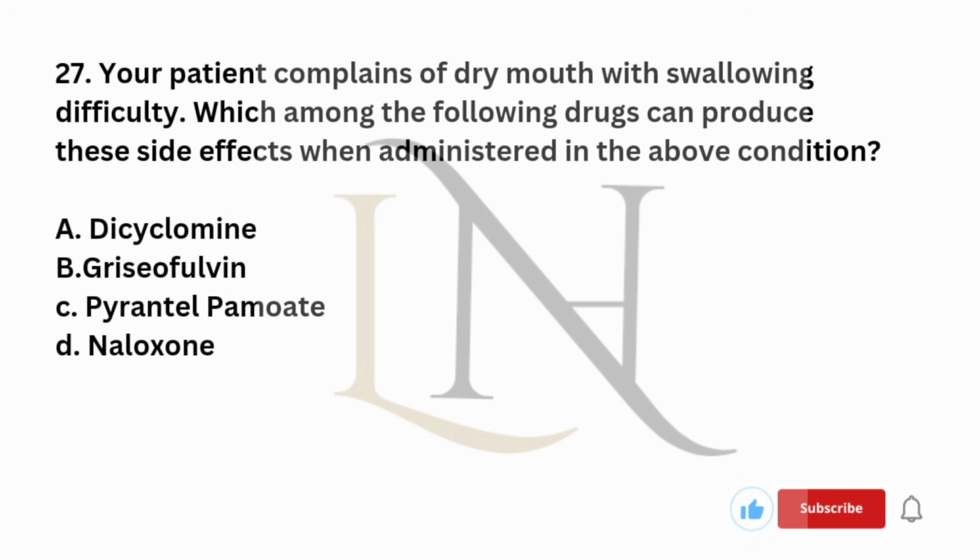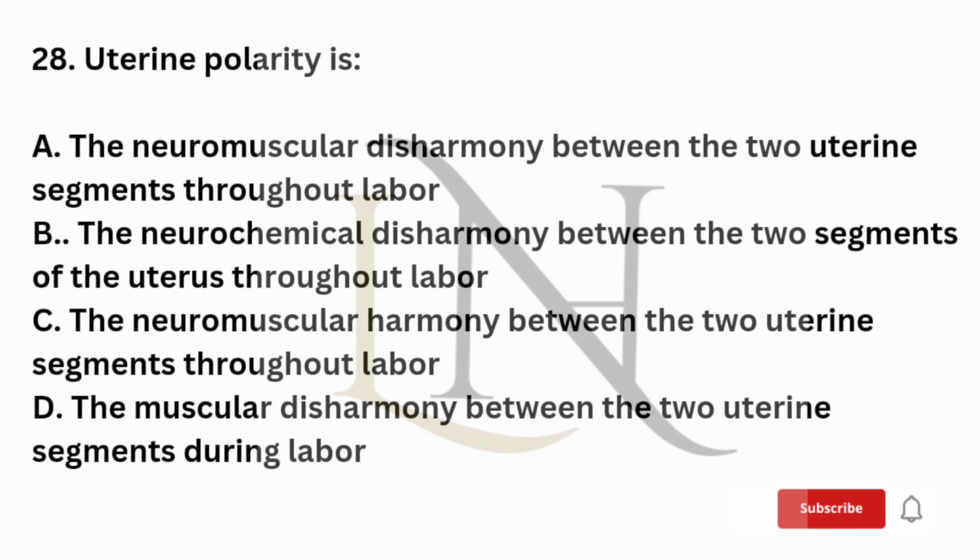Your patient complains of dry mouth with swallowing difficulty. Which among the following drugs can produce these side effects when administered in the above condition? Option A, dicyclomine. Option B, griseofulvin. Option C, pyrantel pamoate. Option D, naloxone. Correct answer. Option A, dicyclomine is the correct answer. Next question.